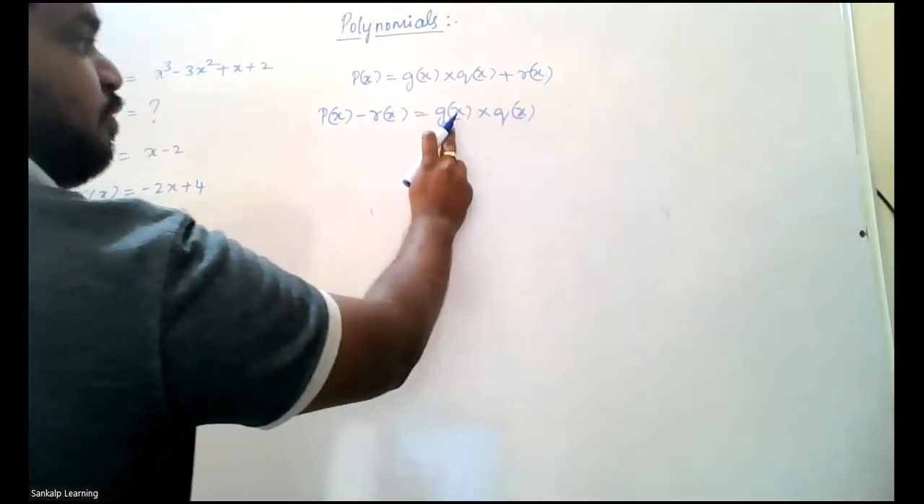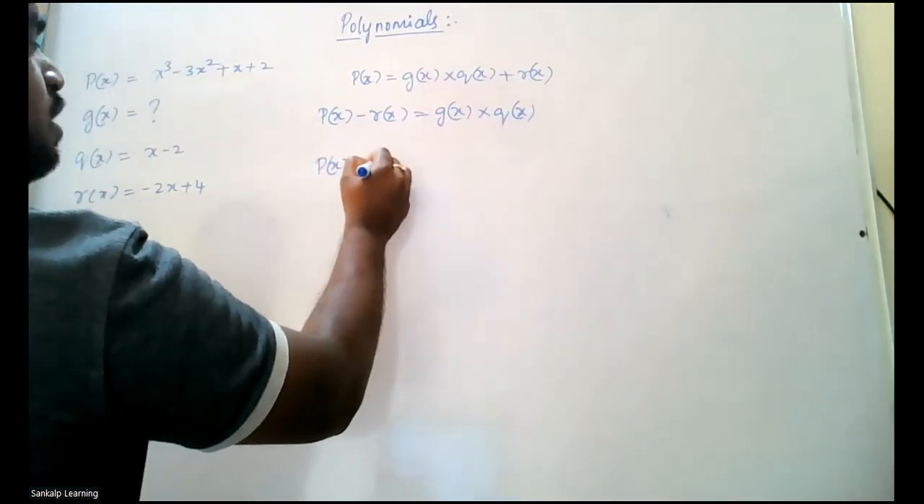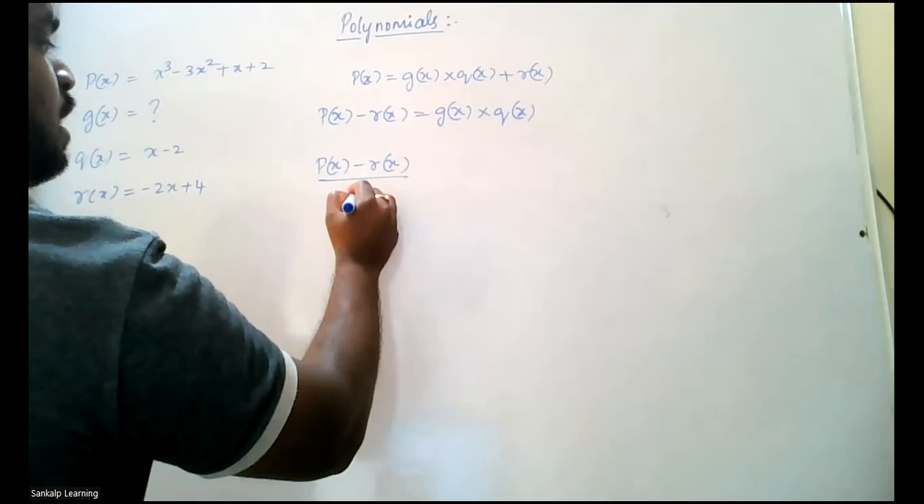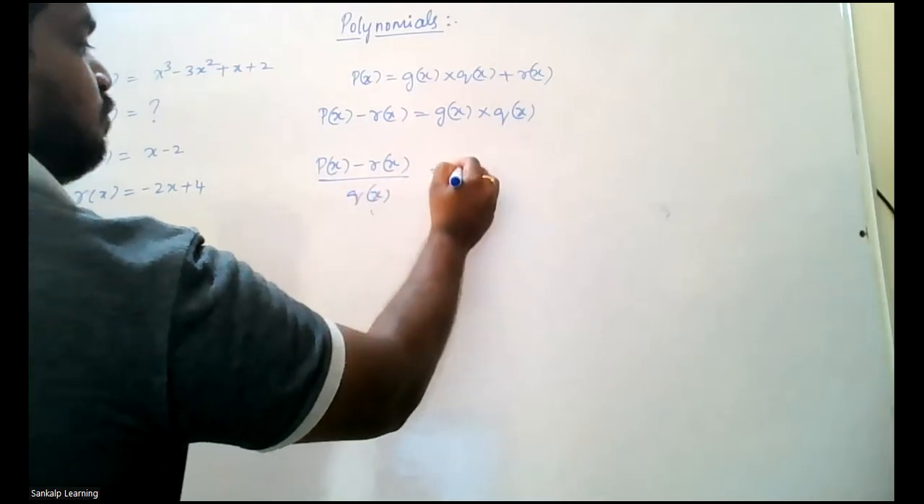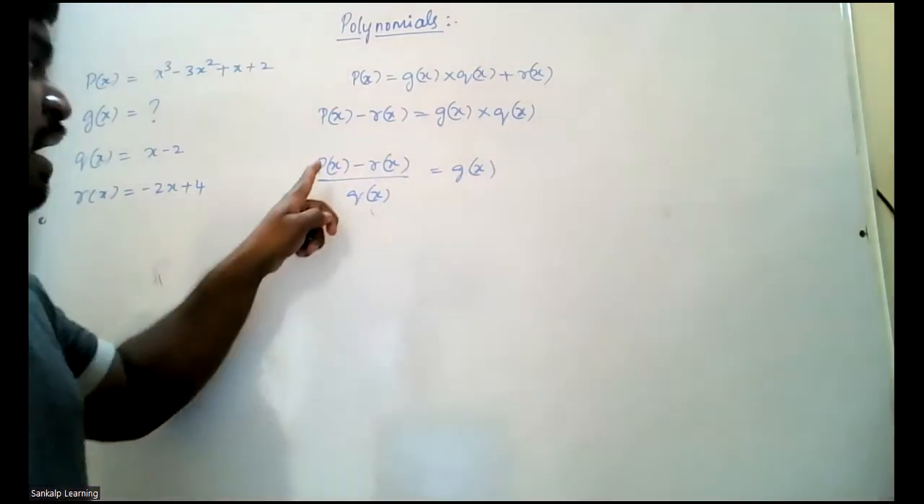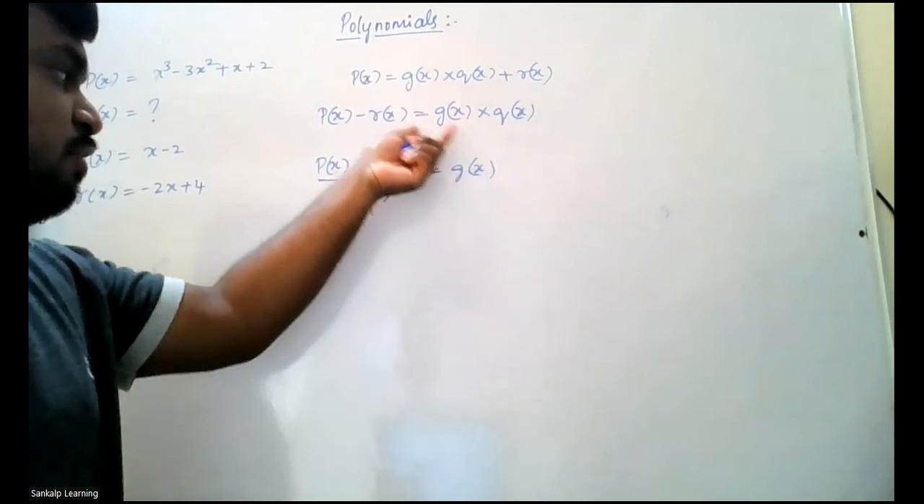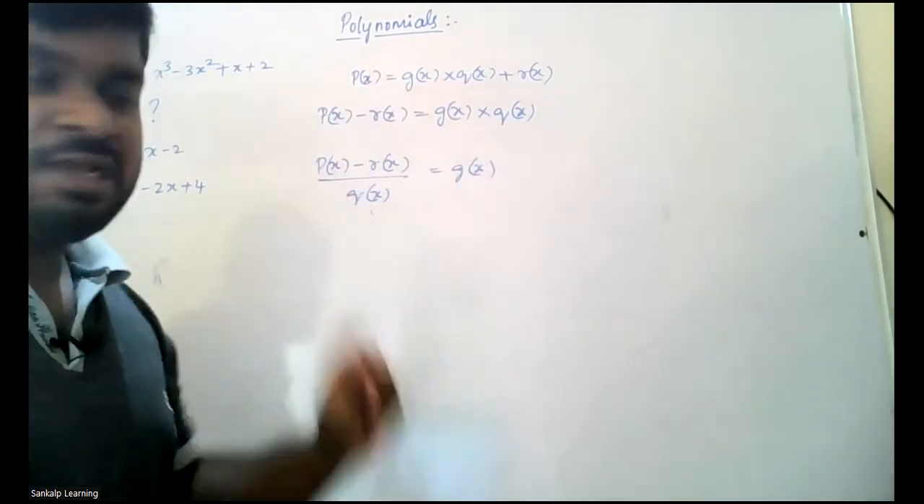What we need is g of x. We don't need this q of x. So get it to the other side. So p of x minus r of x divided by q of x will give you the g of x. That is, if we subtract the p of x and the r of x, the answer that we get, if we divide by q of x, we are going to get the g of x.